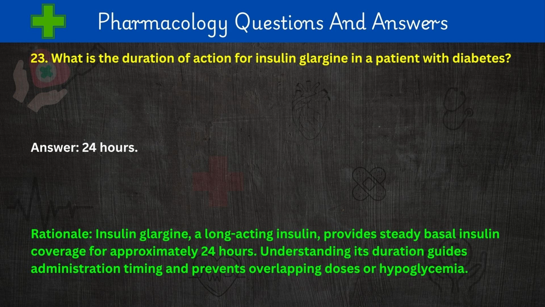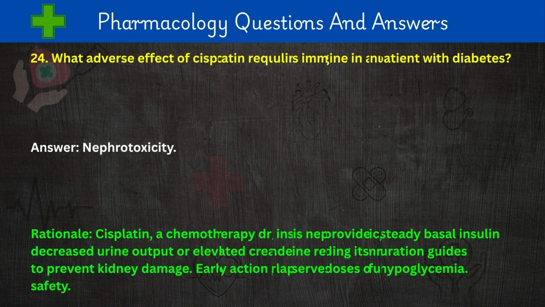23. What is the duration of action for insulin glargine in a patient with diabetes? Answer: 24 hours. Rationale: insulin glargine, a long-acting insulin, provides steady basal insulin coverage for approximately 24 hours. Understanding its duration guides administration timing and prevents overlapping doses or hypoglycemia.